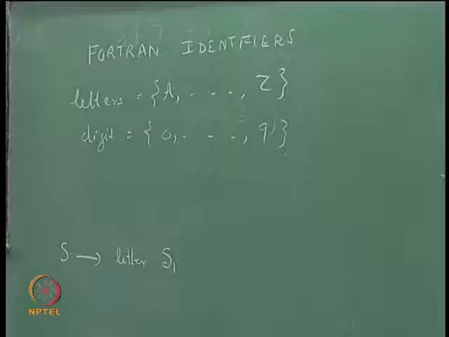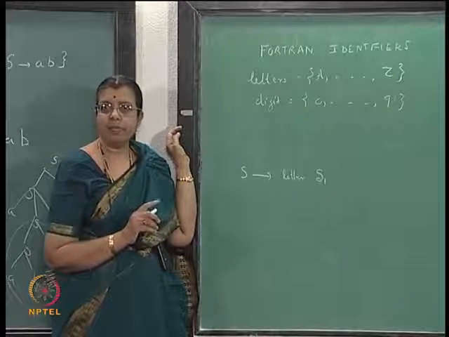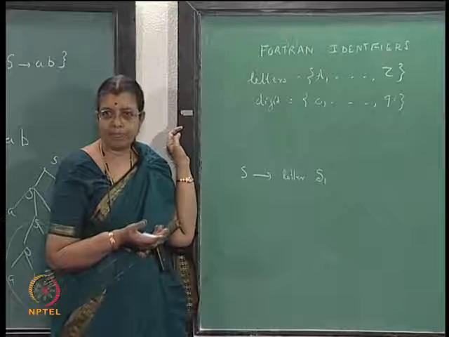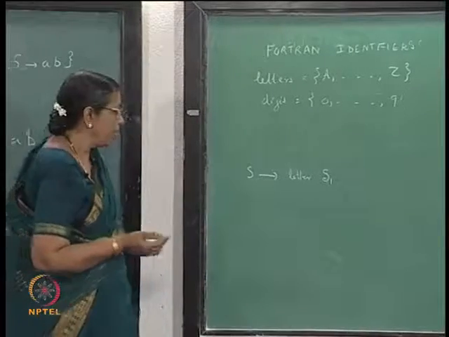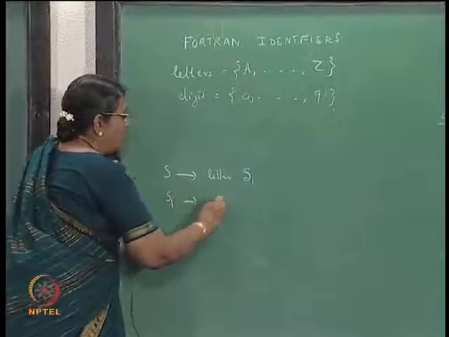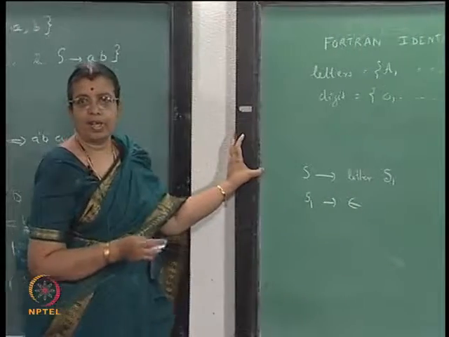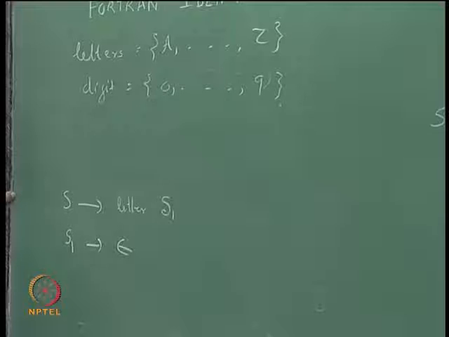Okay. You can have a rule like this. Letter should take all possibilities A to Z. That means 26 rules will be there. And then S1 goes to epsilon you can have, which would mean you just have an identifier like A, C, X.